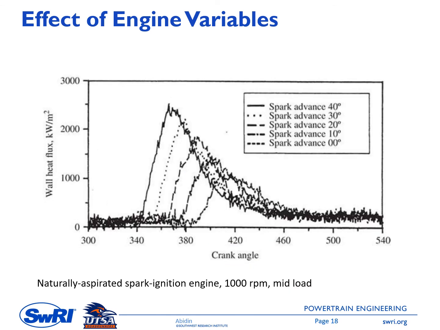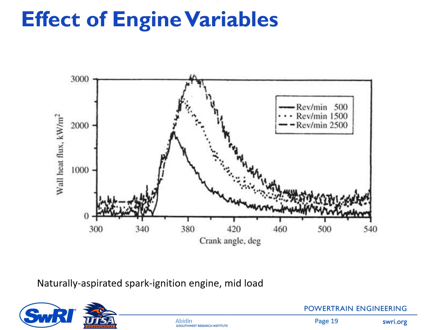And this picture is showing the effect of spark advance on the wall heat flux. Again, it is plotted as a function of crank angle, and the engine is a naturally aspirated spark ignition engine at 1000 rpm and mid load. As the spark is advanced, the wall heat flux increases. This is because of the increased combustion pressure and temperature.